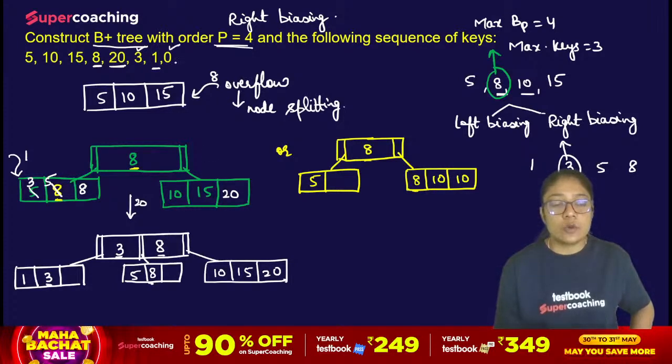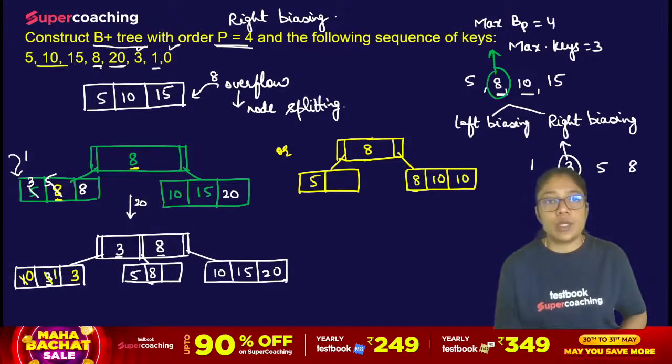Next element is 0. Since 0 is smaller than 3, we'll be going to the left of 3. Here we will be arranging the elements 1 and 3. This is the resultant B plus tree from the given keys. So we were given 8 keys and all the 8 keys are available here.